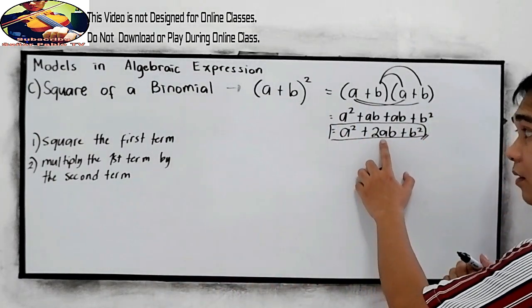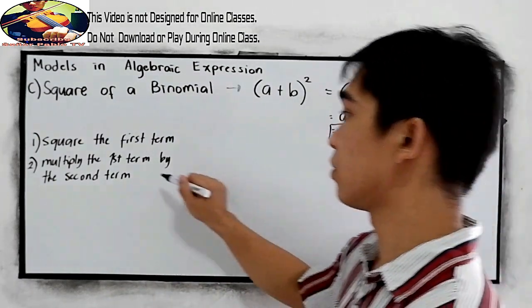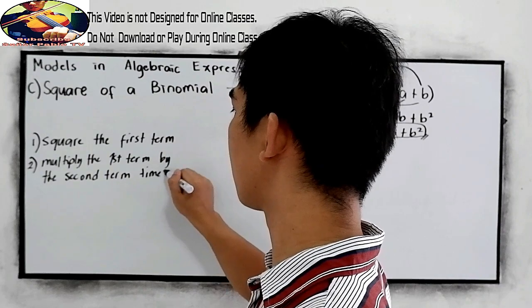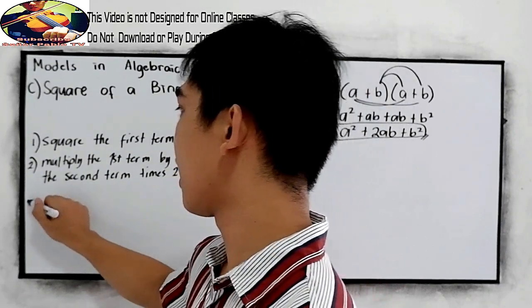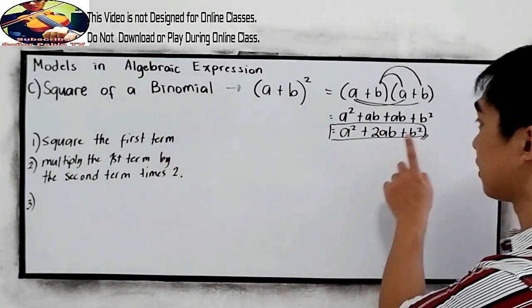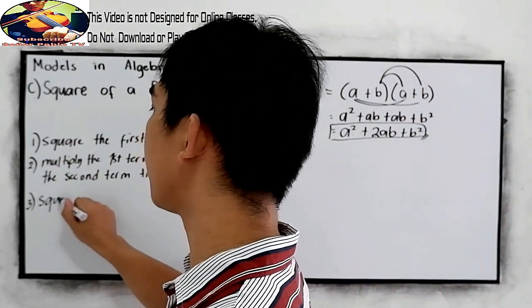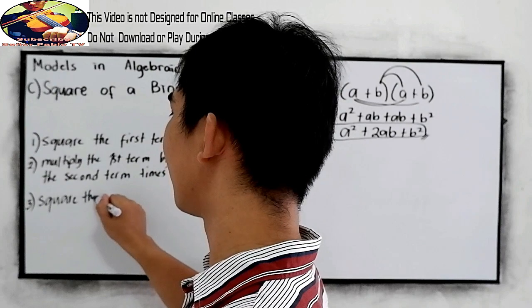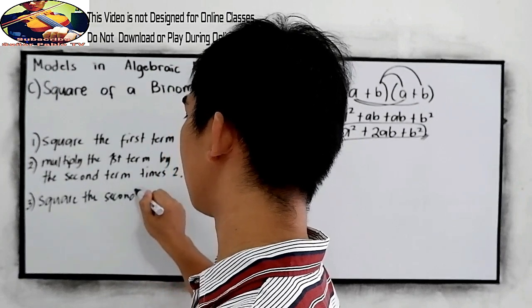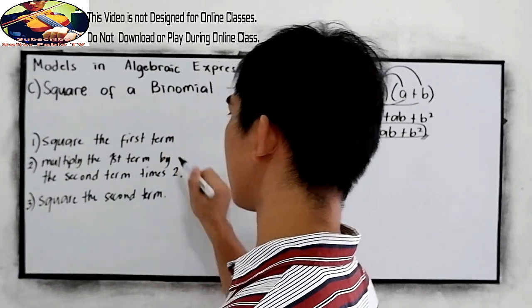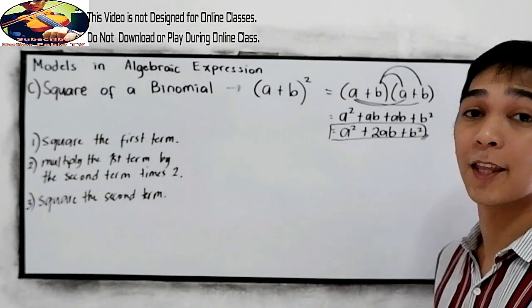Then times 2. And the third, square the second term. Okay. This will be our shortcut.